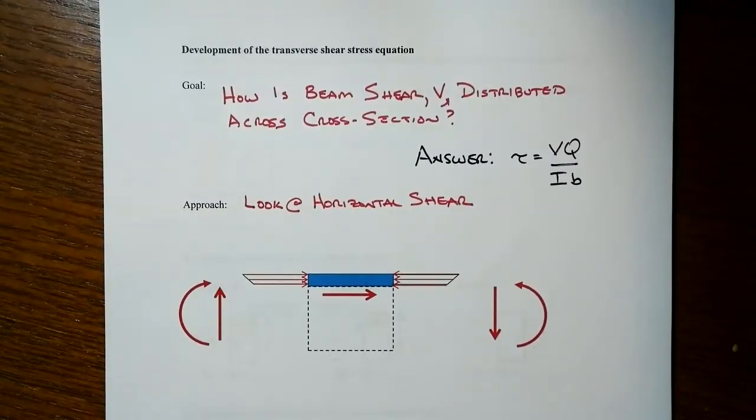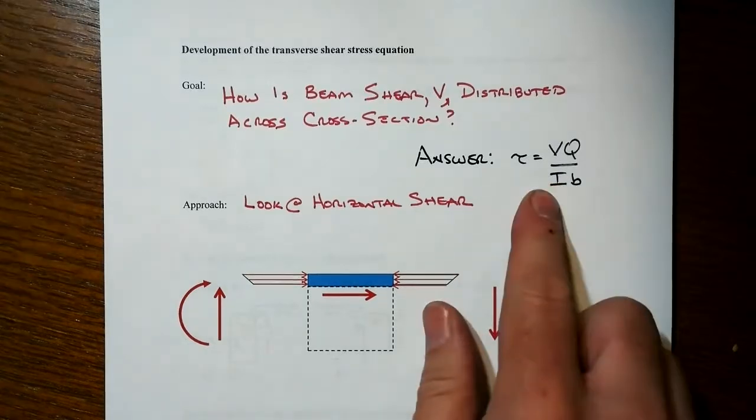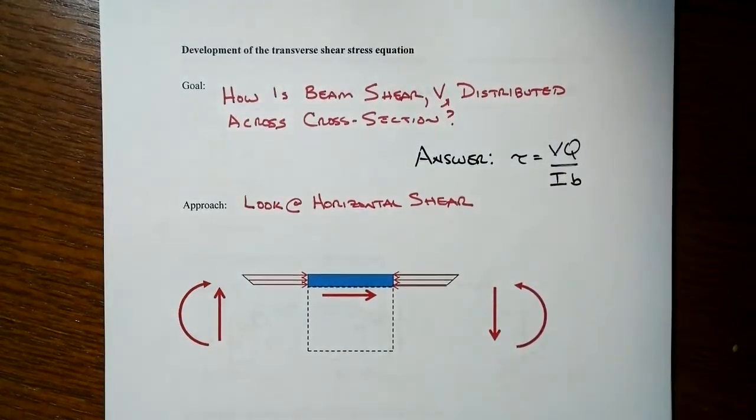In this segment, we're going to take a look at where the transverse shear stress model comes from. Our goal is to understand how the beam shear is distributed across the cross section. Here's our answer under some very limiting kinds of conditions. So let's go back here.